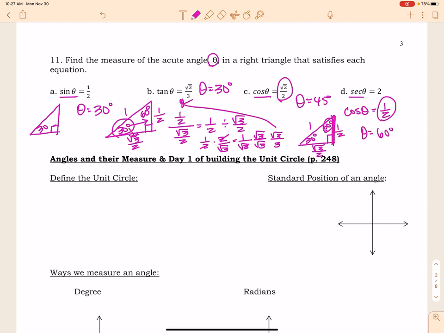Now, if you're struggling with these a little bit, it will be easier when we know more about the unit circle, because we'll just be able to read these off of the unit circle. But I wanted you to see how much of a struggle this would be without the unit circle, so you will appreciate the unit circle more. You're welcome.